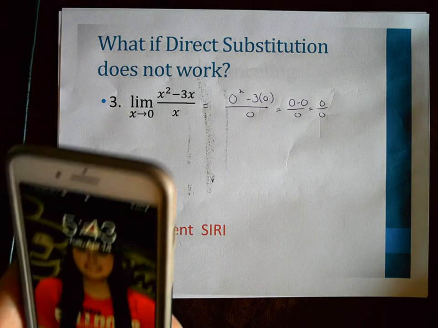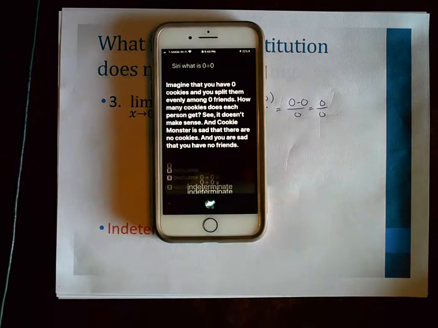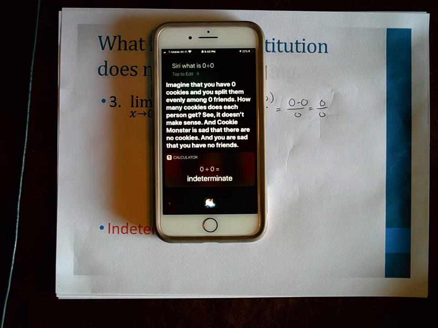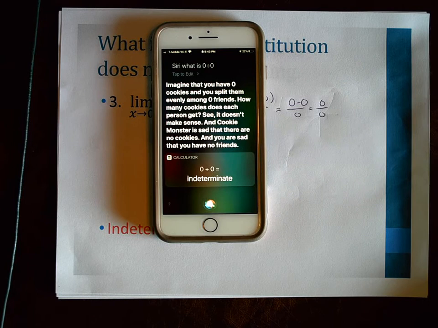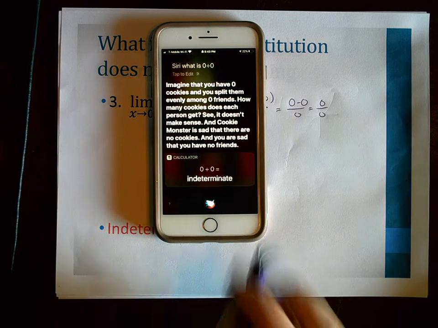Siri, what is 0 divided by 0? Imagine that you have 0 cookies, and you split them evenly among 0 friends. How many cookies does each person get? See, it doesn't make sense. And Cookie Monster is sad that there are no cookies. And you are sad that you have no friends.